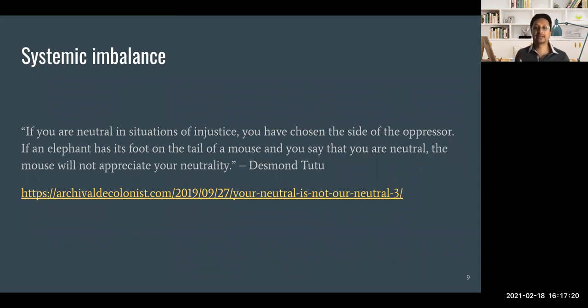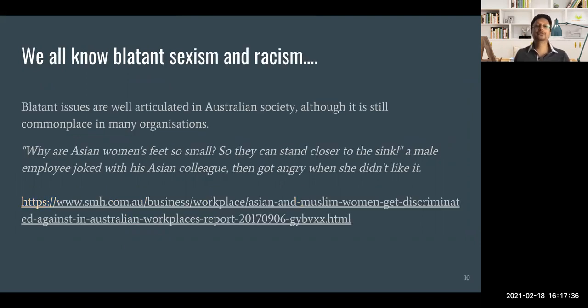And so this is where this idea of a capability maturity model comes in, and you'll see how that progressed when I show you the model. So, how do you go from just being neutral, which won't change things at a systemic level? And we all know about overt or blatant sexism and racism.